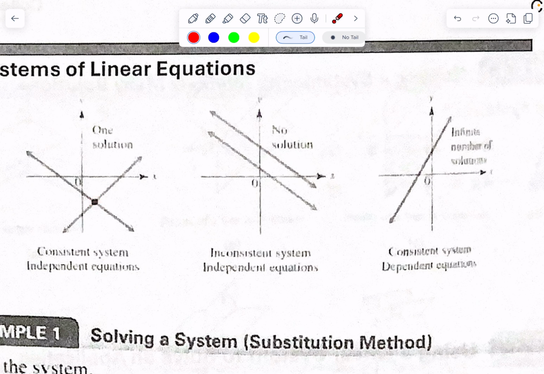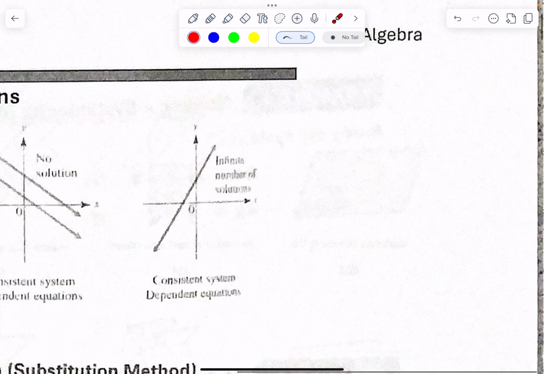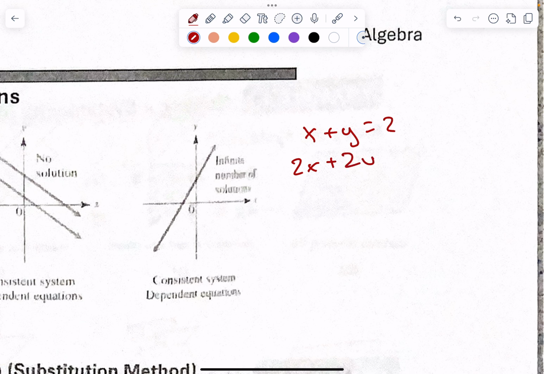Sometimes those 2 lines will be parallel to each other, in which case they will never touch, so you have no solutions. And sometimes those 2 functions are the same line, like x plus y equals 2 and 2x plus 2y equals 4. Those 2 are the same equation. They're just on top of each other, and you have infinitely many places where they touch. So we'll see what that looks like.